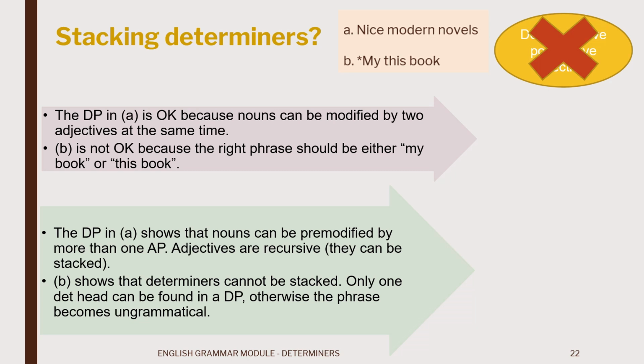Even though this is okay, and it is true that two adjectives can pre-modify the noun head in a noun phrase, and it is also true that either my book or this book are possible phrases in English, this explanation is not accurate and does not take into account distributional criteria to account for this set. So now let's see the second explanation.